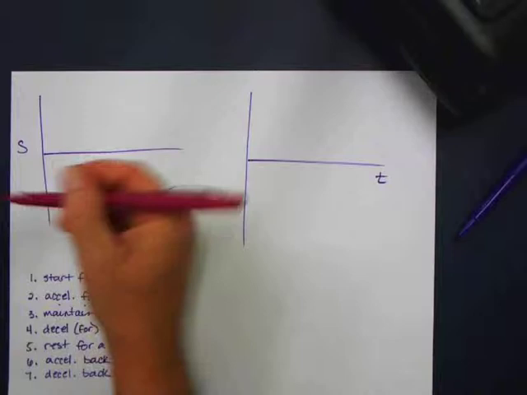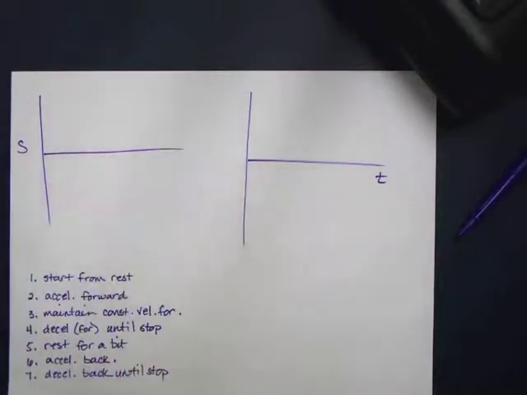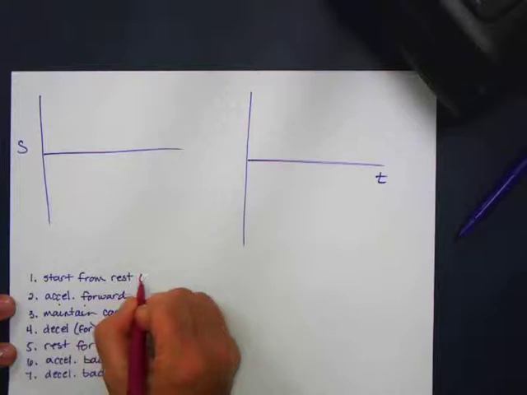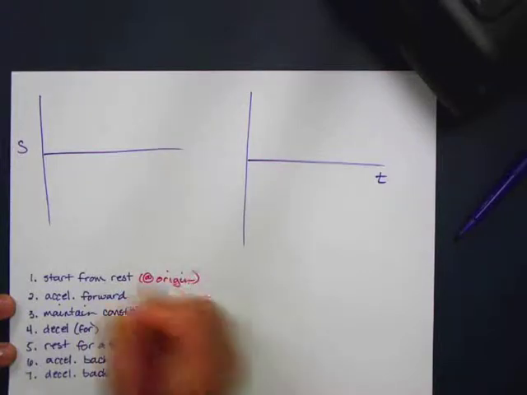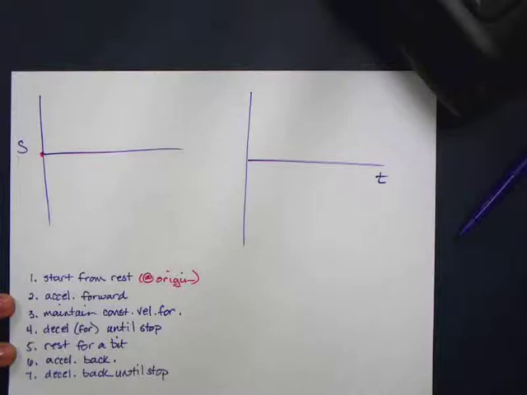All right. So we're going to start from rest. Does it matter where we start on this graph? No, that was not indicated. If I said start from rest at the origin, then we would start right here, okay? What's the line going to look like accelerating forward? Yeah, a curve, a parabola.